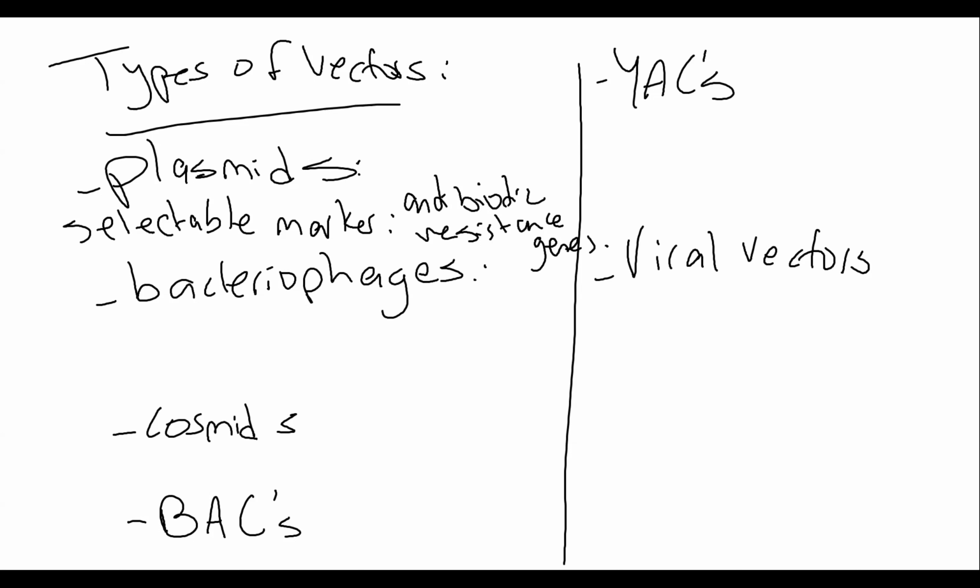So what are plasmids? Plasmids are the most known type of vectors. They look like this. They are circular DNA molecules found in bacteria. They are the most commonly used vectors, and they contain an origin of replication, a selectable marker, and multiple cloning sites, which is called MCS, where the DNA of interest can be inserted. So the plasmids are found in bacteria. They are circular DNA.